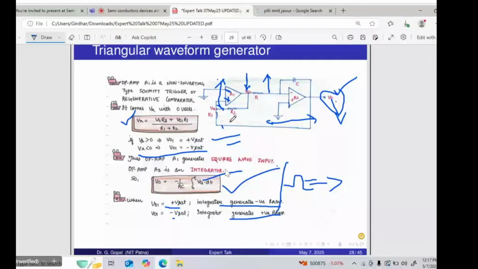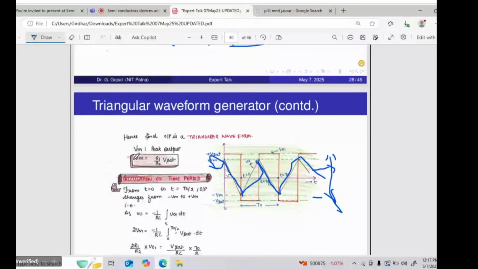What is the value of Vm and minus Vm? You have to remember the relationship. Vm is nothing but R1 divided by R2 times V set. Right, this is the value of Vm. Then you can draw this triangular waveform. Otherwise, you cannot draw the triangular waveform.